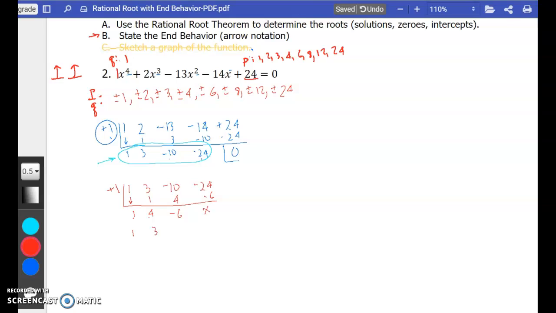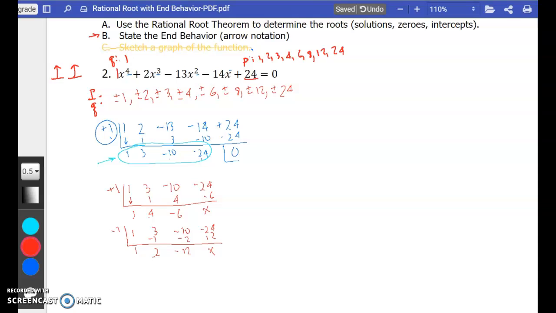Starting back with 1, 3, negative 10, negative 24. Going with negative 1. Bring down the 1. Negative 1 times 1 is negative 1. 3 minus 1 is 2. Negative 1 times 2 is negative 2. Negative 10 minus 2 is negative 12. Negative 1 times negative 12 is a positive 12. Does not give me a 0.